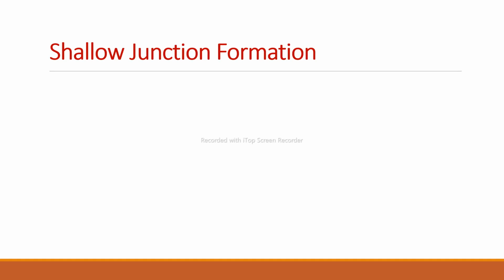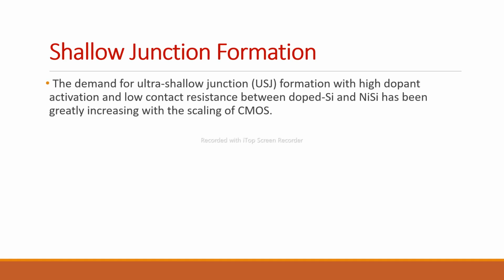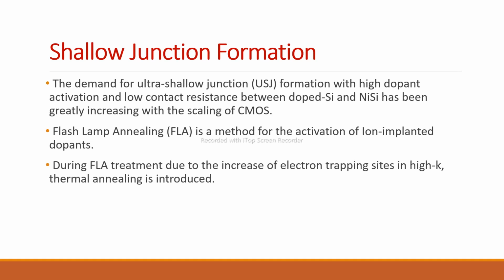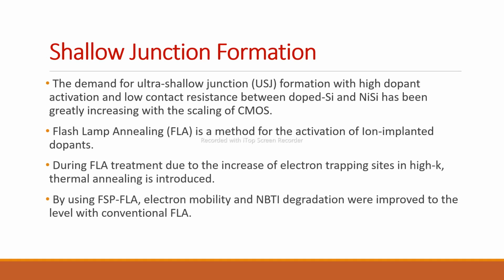So first of all, what is a shallow junction? The term shallow junction refers to the depth of the source and drain in advanced CMOS and MOSFETs. Scaling requires continued reduction of this junction depth, and it can be as shallow as 10 nanometer. This shallow junction formation includes two processes: dopant implantation followed by annealing. Because of high dopant activation, high profile abruptness, and low contact resistance between doped Si and NiSi, demand for this ultra shallow junction formation technique is increasing.